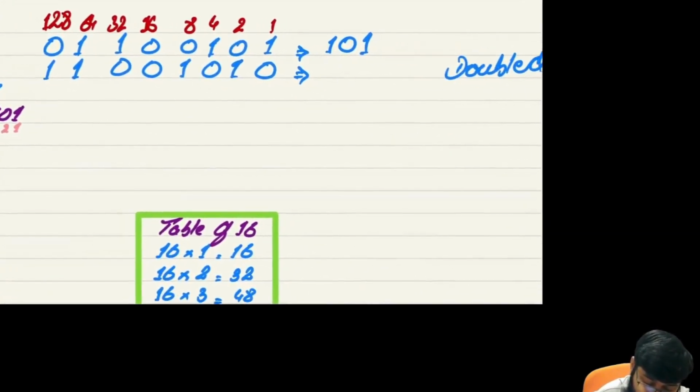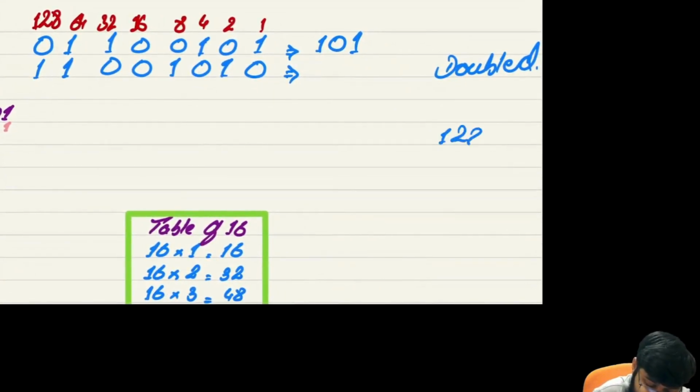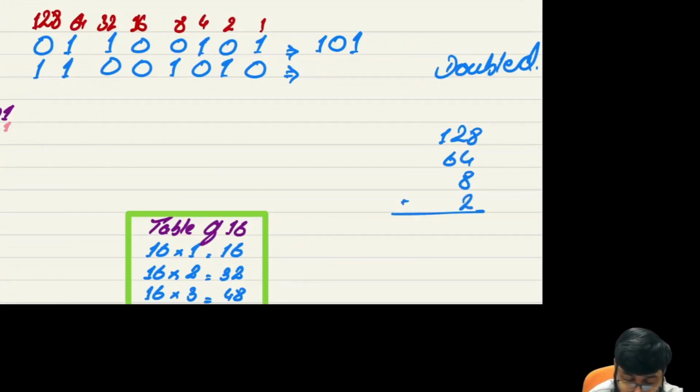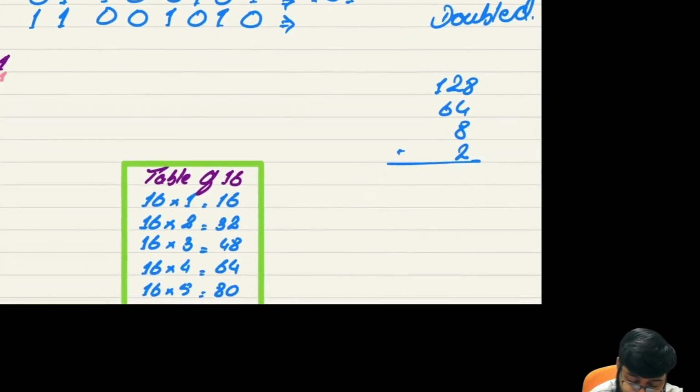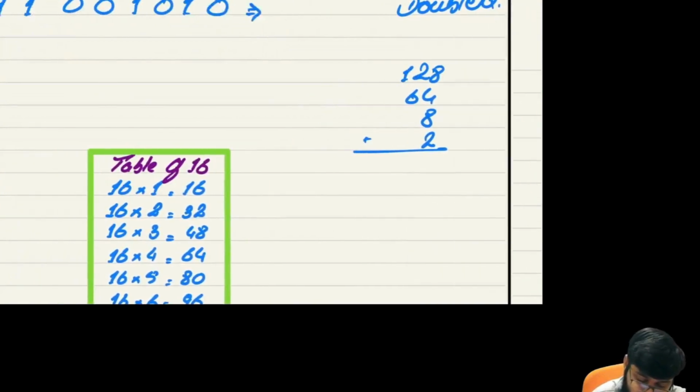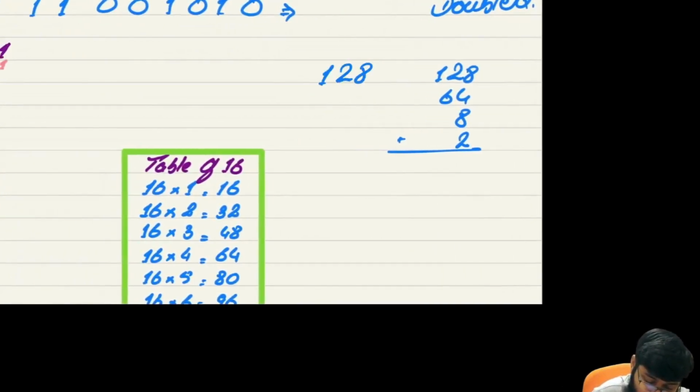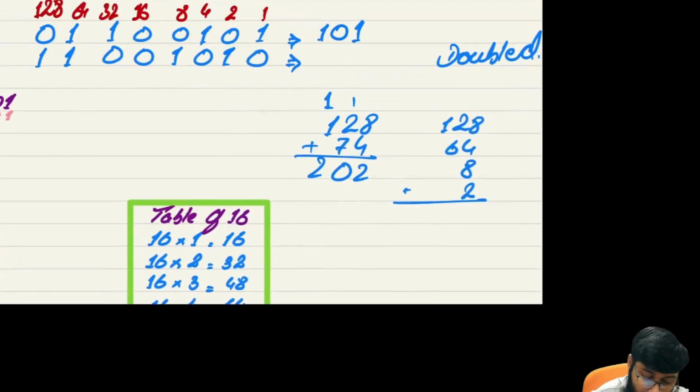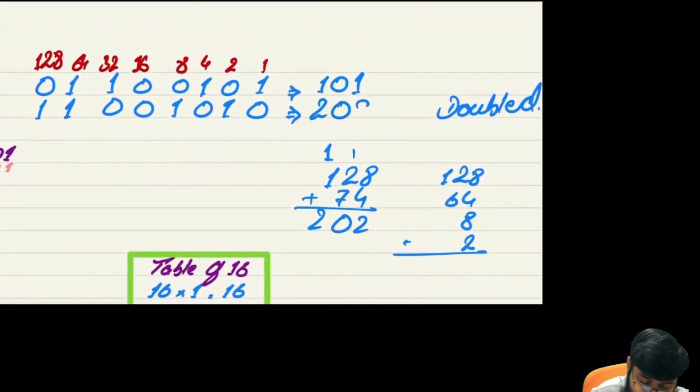So what are the bits that are on right now? 128 is on, 64 is on, then 8 is on, and then 2 is on. So 8 plus 2 gives me 10, plus 64 gives me 74. 128 plus 74: 8 plus 4 is 12, 2 carry 1, 3 and 7, 0, 1 carried, and again a 2, so I will get 202. So as I told you, the number is doubled.